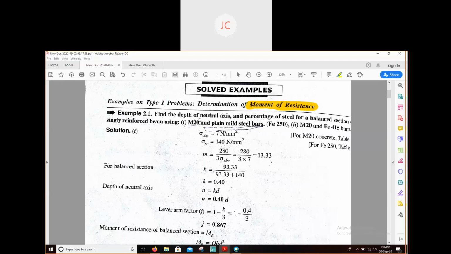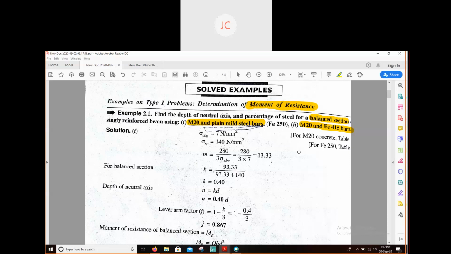Find the depth of neutral axis and percentage of steel for a balanced section of a singly reinforced beam using M20 and plain mild steel bar, and the second case is M20 and Fe415 bars. So we have to find out the depth of neutral axis and percentage of steel for a balanced section. In this question you can see it is directly mentioned that our section is a balanced section. Okay, so this is a very easy, very simple numerical.